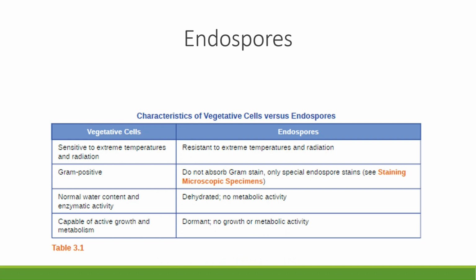Endospores, on the other hand, are much more dehydrated. The book says they have no metabolic activity, but it's sort of true. It's very minimal to almost none, and they say that just to help you differentiate between the two. Vegetative cells are capable of active growth and metabolism, while endospores are what we would think of as dormant, and they don't experience growth or very active metabolic activity. Additionally, endospores can resist chemical penetration.